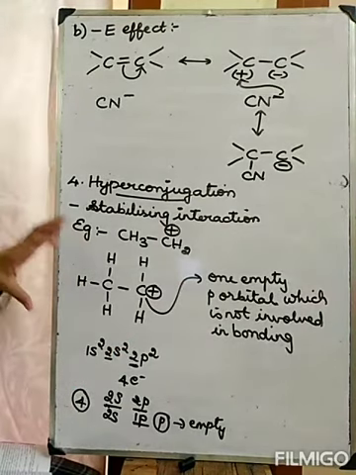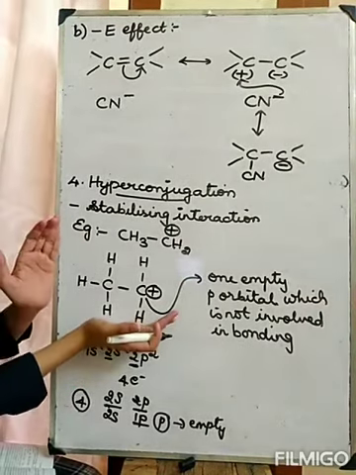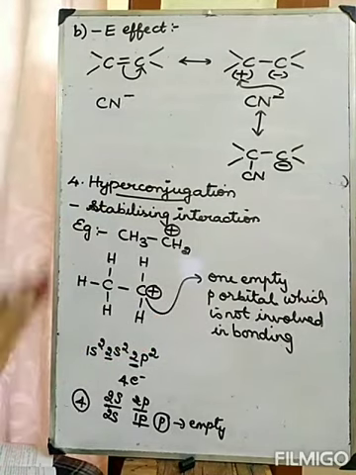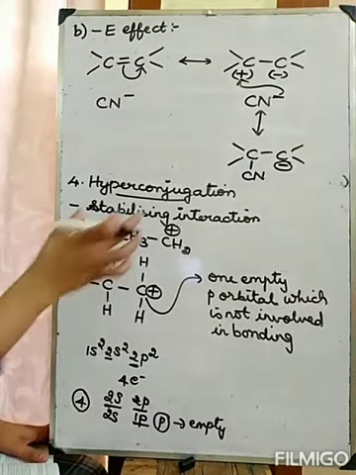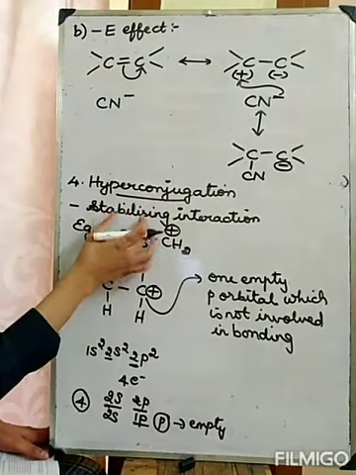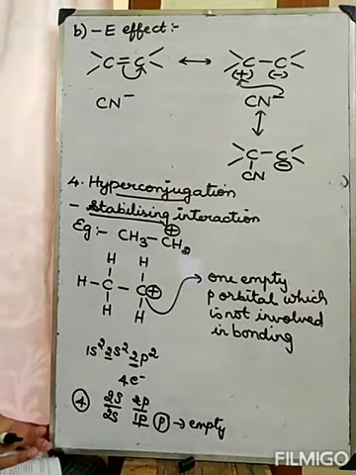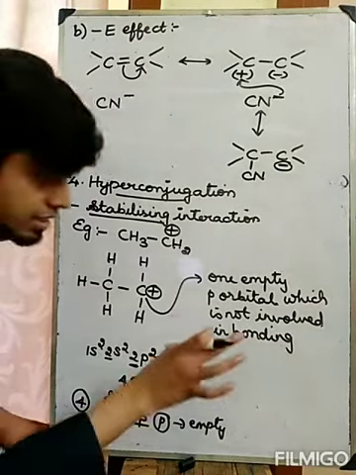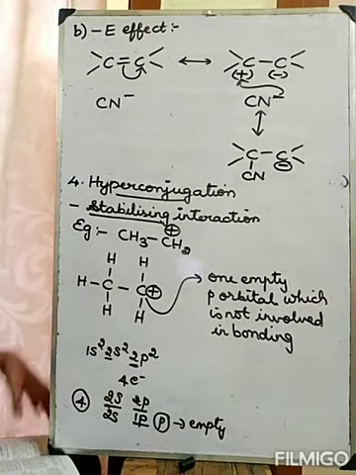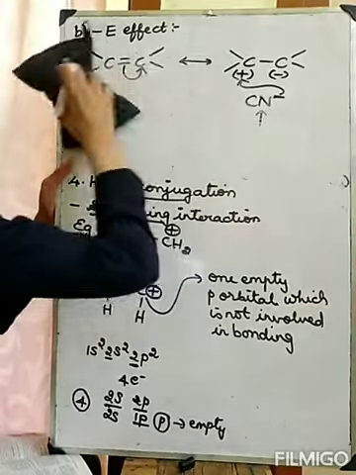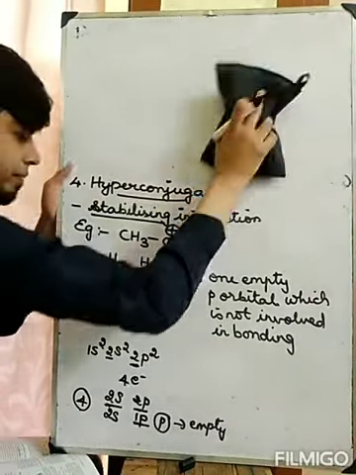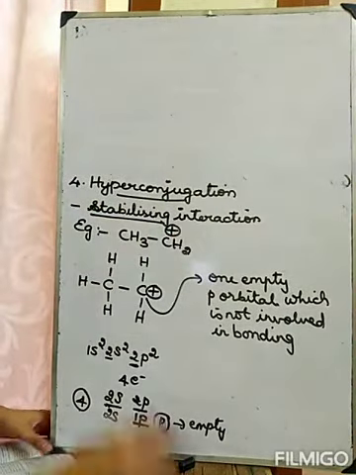So how is it going to make this carbocation stable? That is called hyperconjugation. Hyperconjugation means it is the process of stabilizing a molecule. So how it is going to make it stable, that I am going to draw here. Now listen carefully.